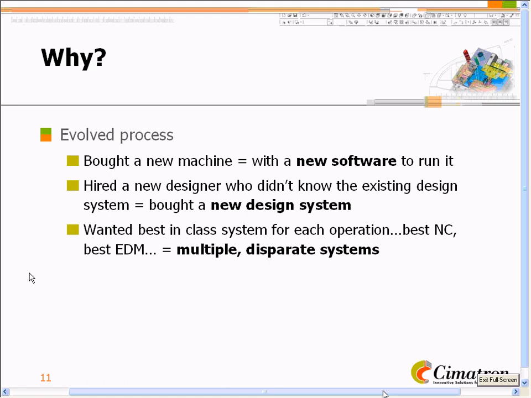Why did all this happen? Why are they running this way? Well, it's because they've relied on an evolved process. As the business grows, you add more functionality and capabilities to the shop, and things just kind of grow up in that way. For instance, they buy a new machine. Of course, they want to get the most out of that new machine, make it as effective as they can. So usually they buy a new software with it. Usually that software could have been recommended by the machine vendor, telling you that this is how they're going to get the most efficiency by programming it in this particular software.